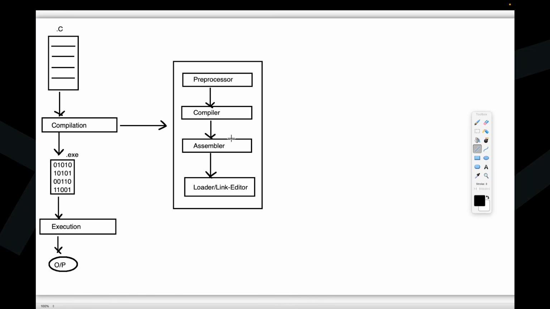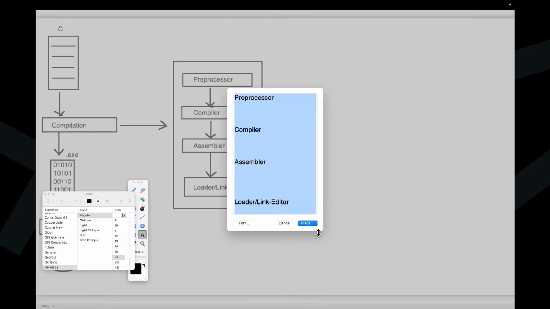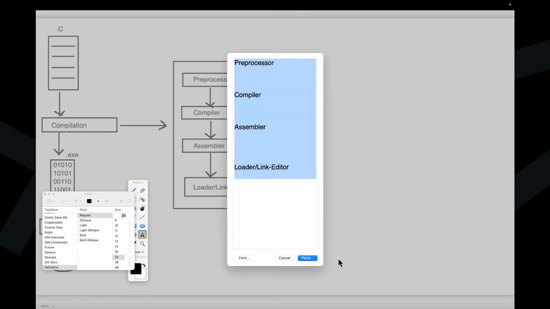But anyway, we are providing the compiler, assembler, loader, link editor, and preprocessor. For the sake of the future, I want to elaborate the internal structure of the compiler also, because in the future I require this point. Inside the internal structure of the compiler, we have nearly 6 phases.